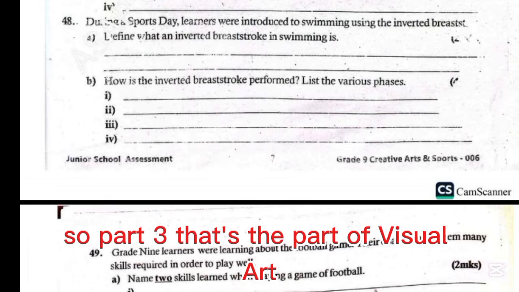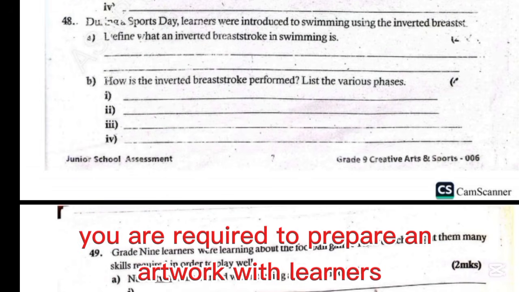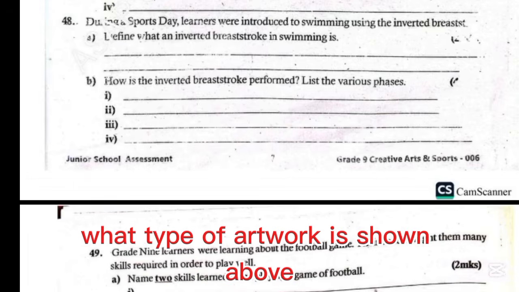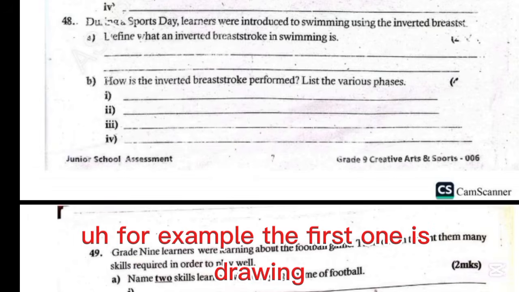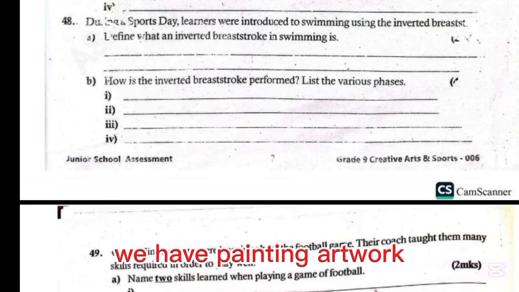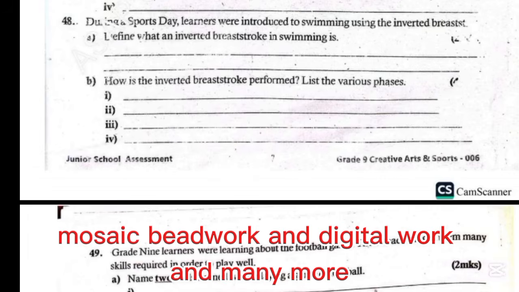So part 3, that's the part of visual art. Question 50. As a teacher of creative art and sport, you are required to prepare an artwork with learners like the artwork below. What type of artwork is shown above? So we have various types of artwork. For example, the first one is drawing. We have painting, printmaking, sculpture, pottery, collage, mosaic, beadwork, and digital work, and many more.